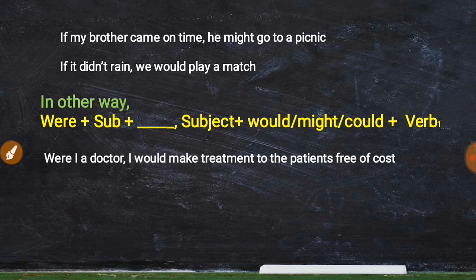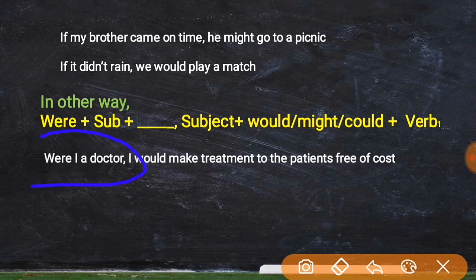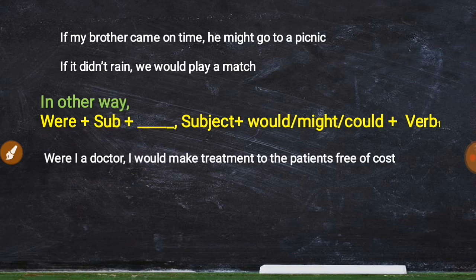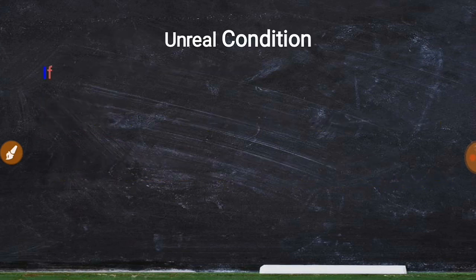That means if I were a doctor and were I a doctor, these are the same things. Were I a doctor, or if I were a doctor. So here we are not using the if. If you want to eliminate the if, what you do is use were in front of the I, and the meaning is the same as if I were a doctor.